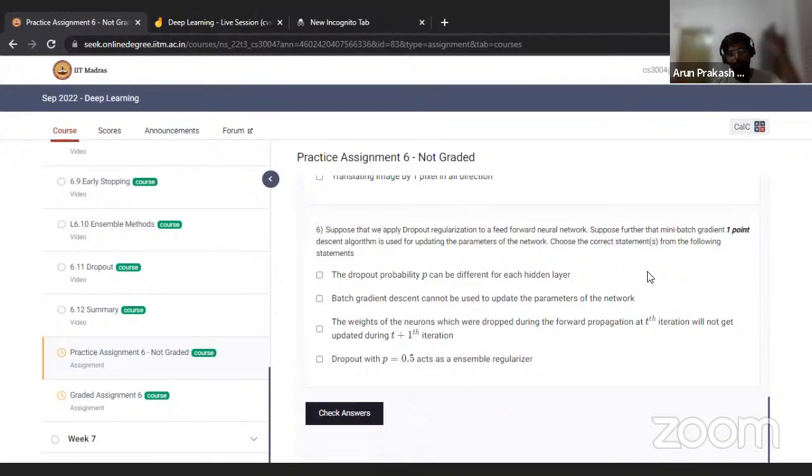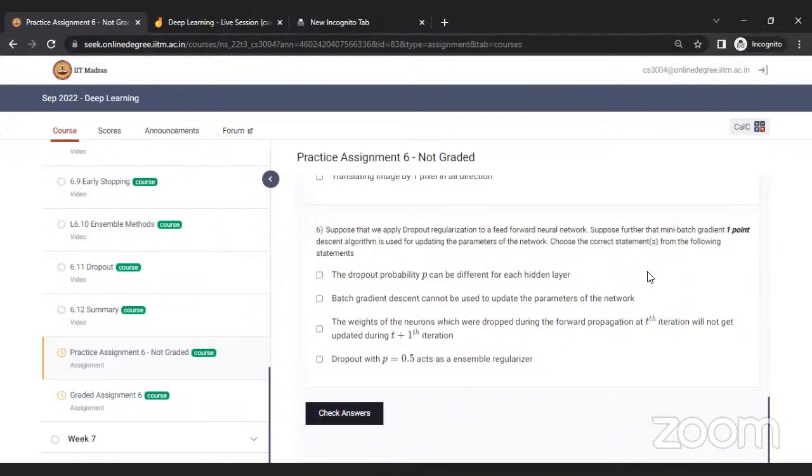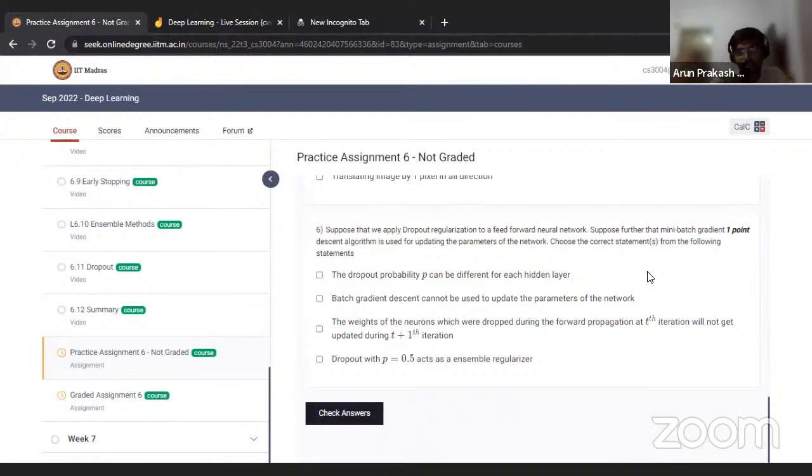Setting 0.5 makes half of it 0 and half of it 1, randomly. But you can set it to 0.2 as well. You can control the individual neuron probability as well. Nothing stops it. That's the message here.